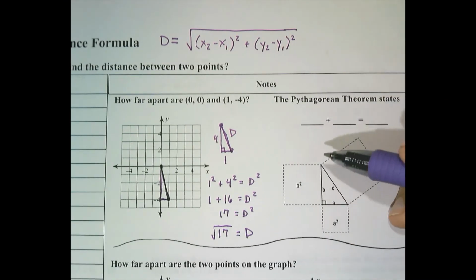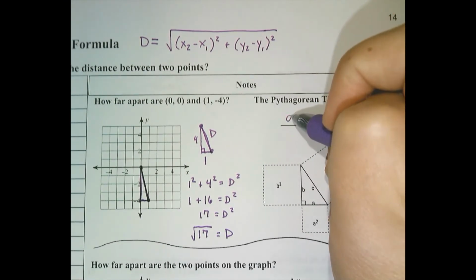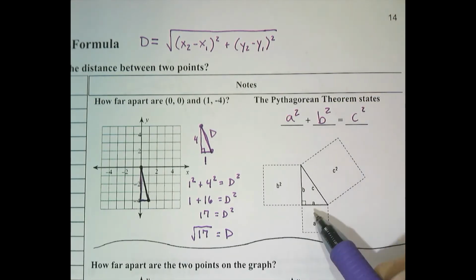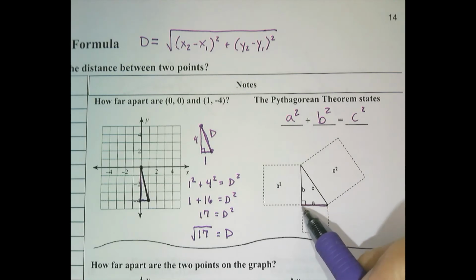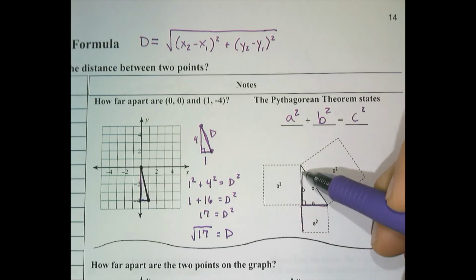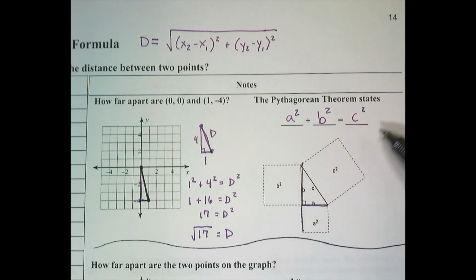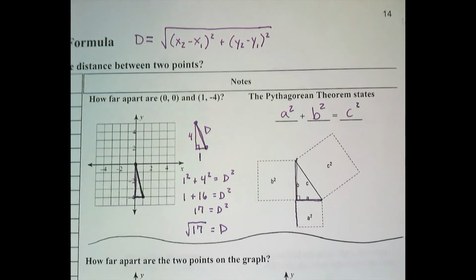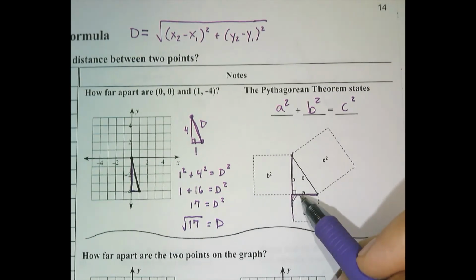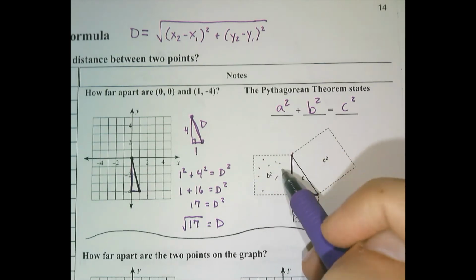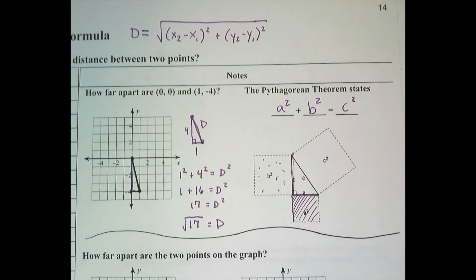So as a reminder, the Pythagorean theorem says a squared plus b squared equals c squared, or the length of one leg, if you were to square that and then add that to the length of the other leg squared, you would get the length of the hypotenuse squared. So geometrically, we could say the area of this square plus the area of this square is the same as the area of that square.